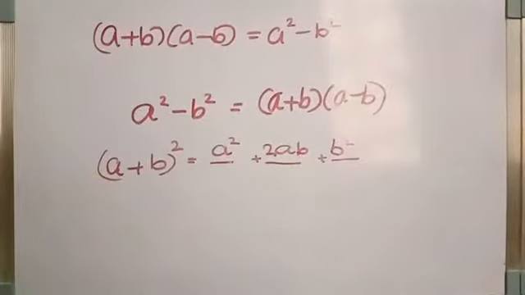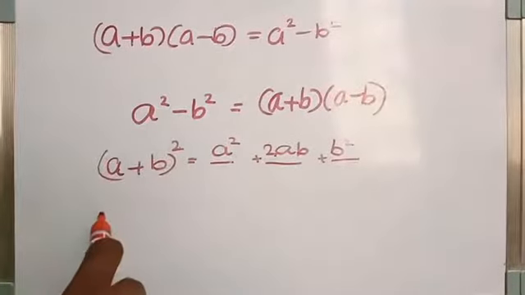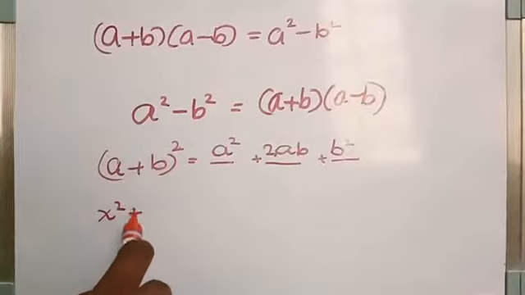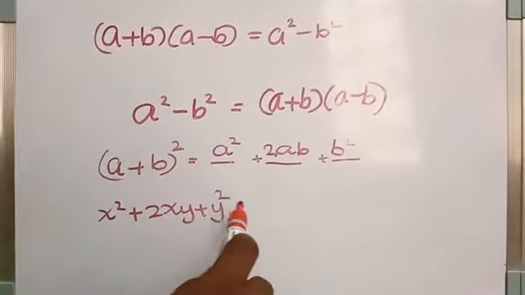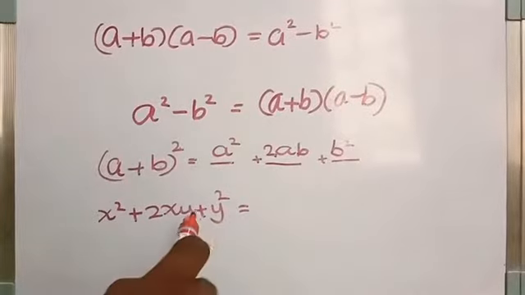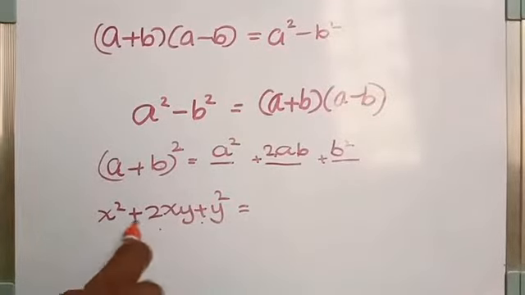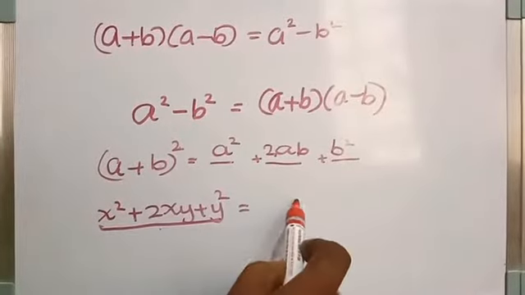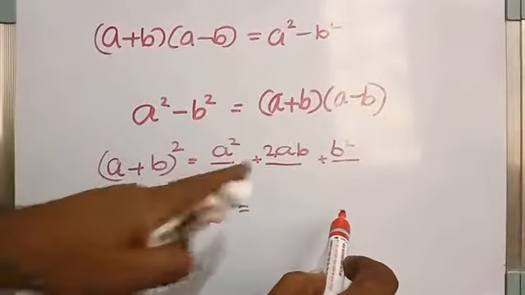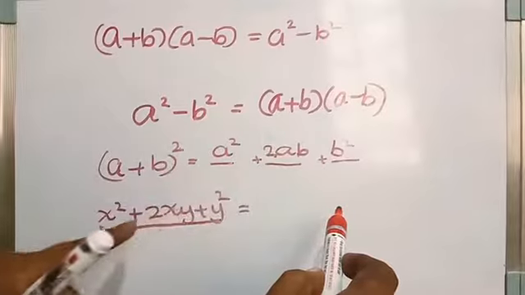So let me discuss this one. If you get the question in this format, x squared plus 2xy plus y squared, you must be able to say this is the expansion of x plus y the whole square. So you must be able to compare these two. See, there is a square.